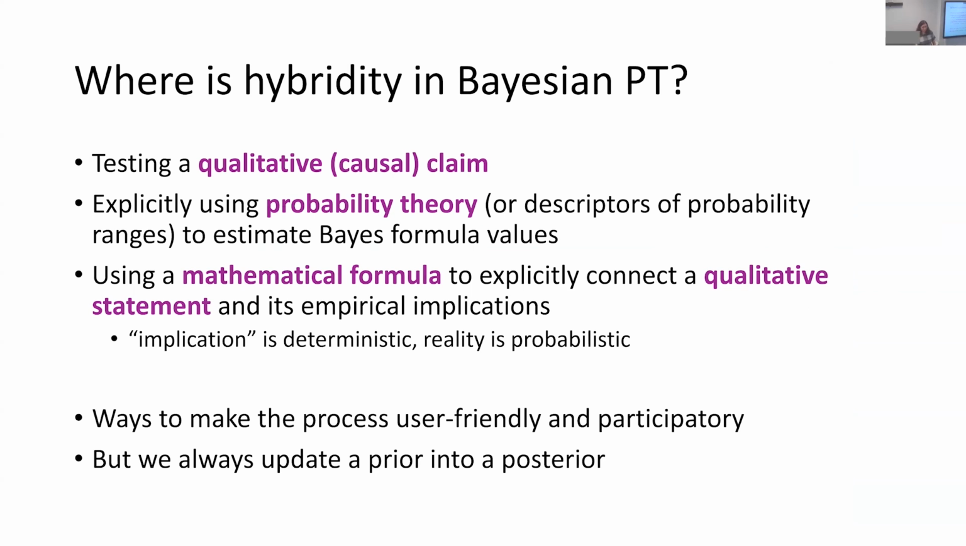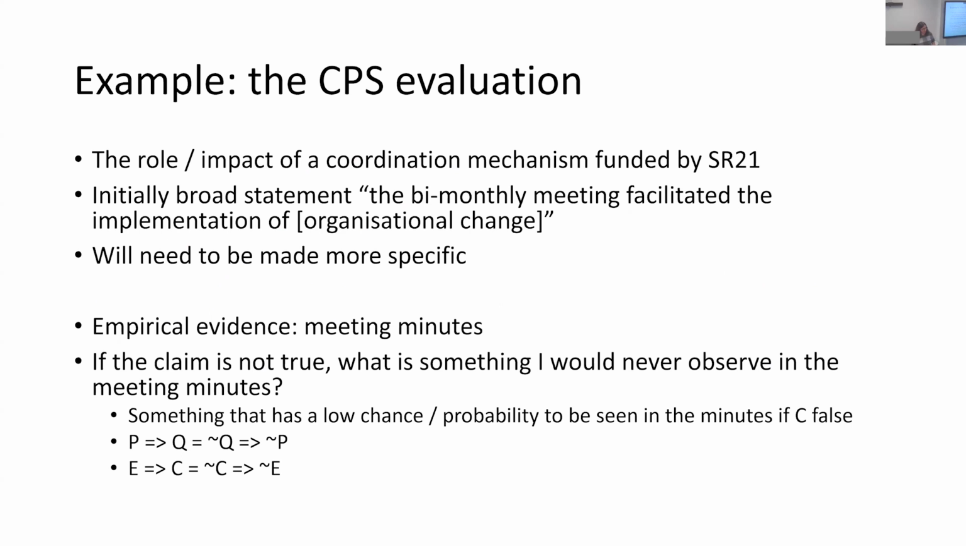So, to almost finalize, where is the hybridity? Well, it's hybrid because you're testing a qualitative claim explicitly using probability theory. You have a qualitative statement, but you're using a mathematical formula to test it. And there are ways to make the process user-friendly and participatory, but at the end, there's always the update between the prior and the posterior. So the formula, more or less explicitly, is there. I have an example here, but again, if it's late, we can pick this up in the Q&A.